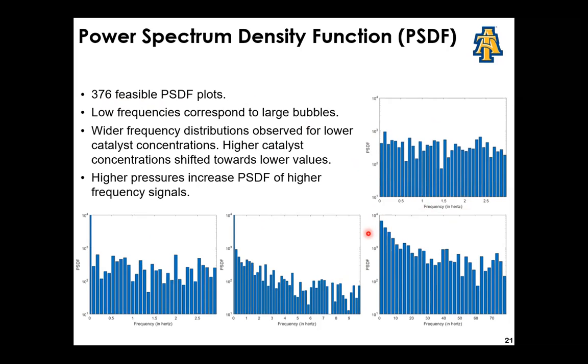The basis for my study was focused on observations from previous work, which were that low frequencies correspond to large bubbles. So in the case where we have low frequencies, it corresponds to large bubbles, and a wider frequency distribution is observed for lower catalytic concentration. So if we have a low catalytic concentration reaction, we would observe a wider frequency distribution.